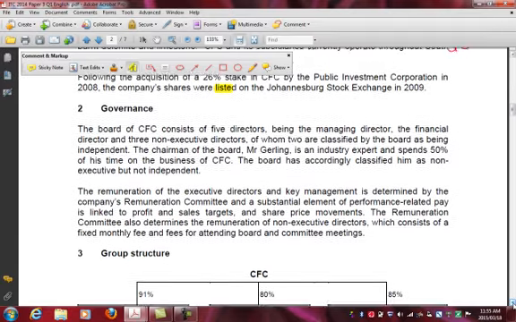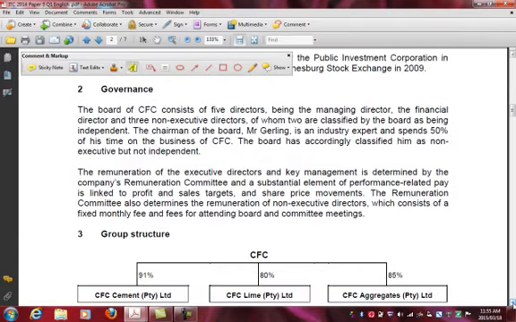If we have a look under governance, the board of CFC consists of 5 directors, being the managing director, the financial director, and 3 non-executive directors, of whom 2 are classified by the board as being independent. If we have a look at that sentence, we can pick up immediately that the majority of the board are non-executive and the majority of the non-executive directors are independent. Thus, it's all in line with King 3.